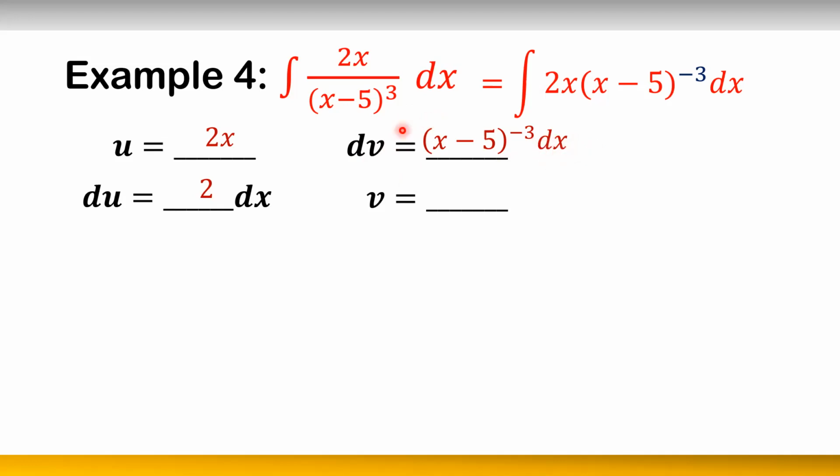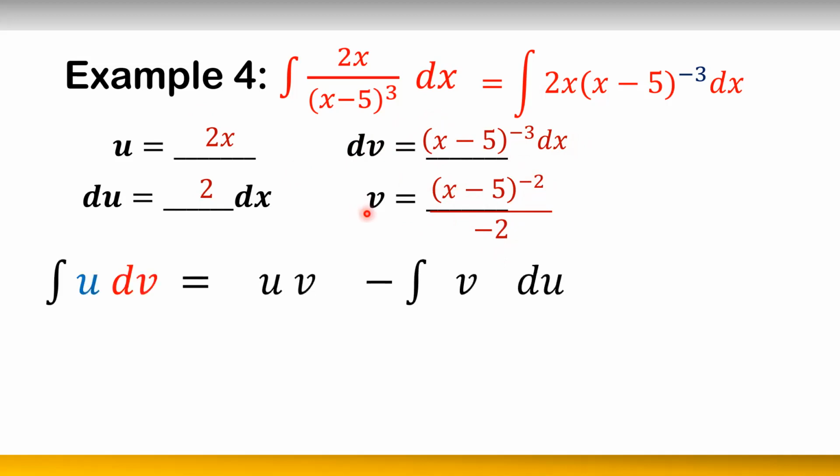So, integrating both sides, -3 plus 1 is -2. So, that will be x minus 5 raised to -2 over -2. Derivative naman nito is just 1. Kaya, that's very safe. Ayan, so doon na tayo sa ating IBP or integration by parts.